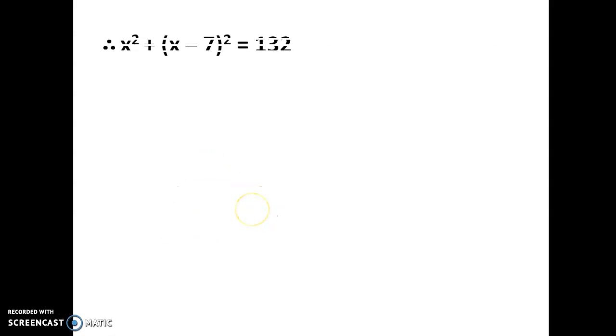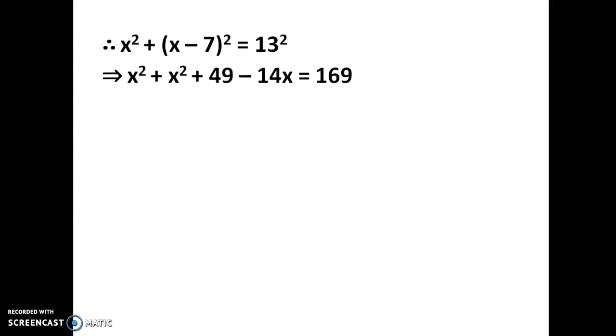Sorry, that is not 132, it is 13 square. Corrected now. So now remove the bracket. Okay, so simplify. We have to use the (a minus b) whole square formula. The (a minus b) whole square formula is a square plus b square minus 2ab. So x square plus 7 square is 49 minus 2ab, that is 2 into 7 into x. So 14x we will get here. 13 square is 169.